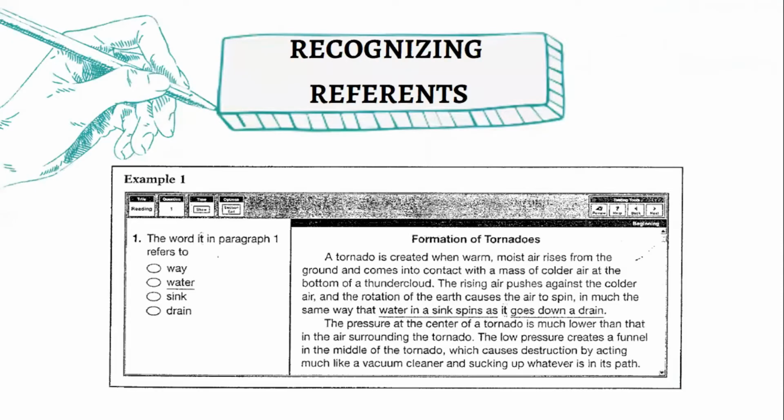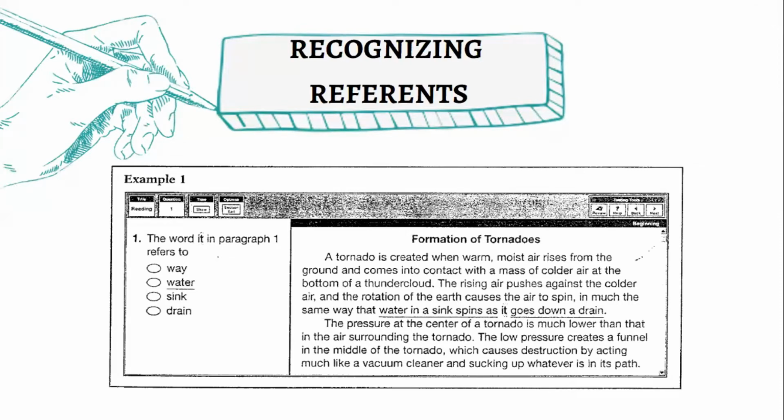Second kind of question: recognize reference. What are the references? The pronouns it and they, that, these, those, when they refer to something that was previously mentioned. Take a look at the example here.